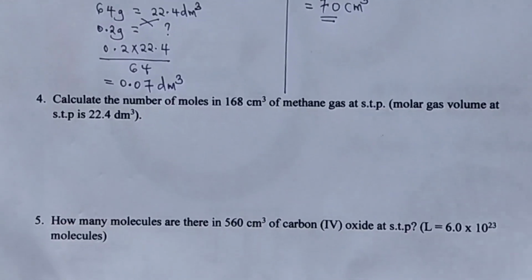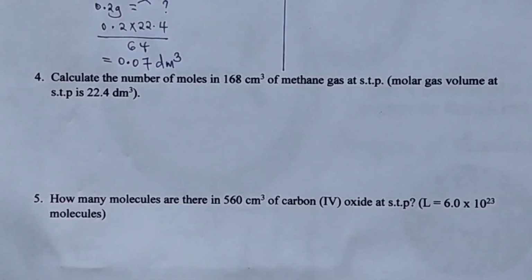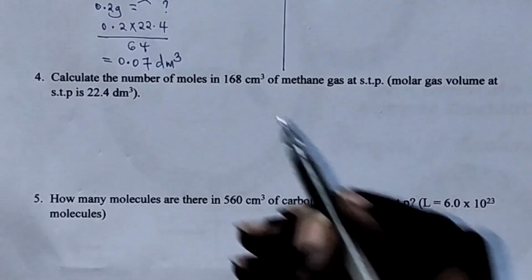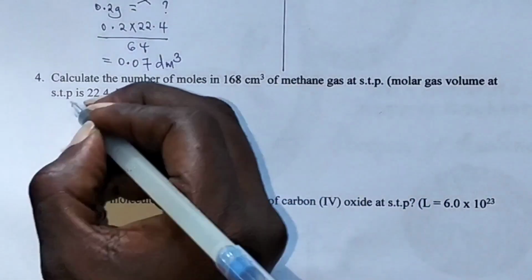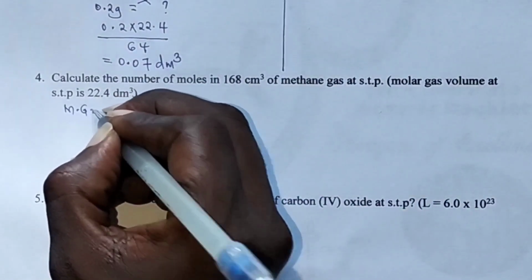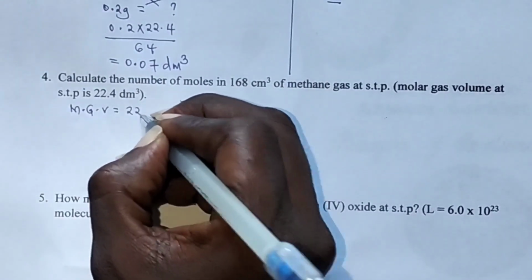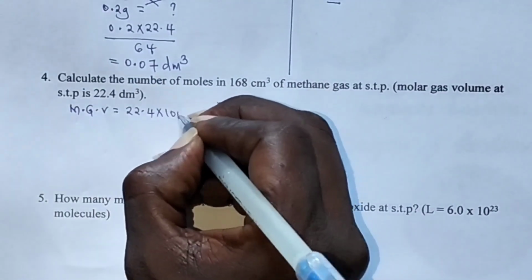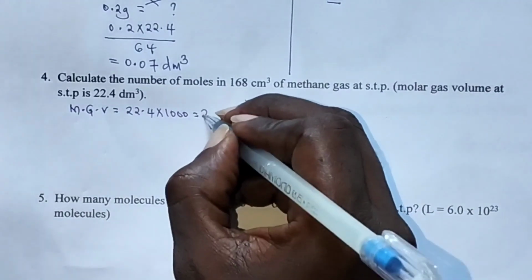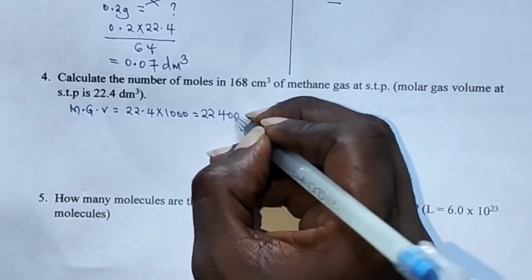In question number 4, we are told to calculate the number of moles in 168 centimeter cube of methane gas at STB. Then we are given the molar gas volume at STB to be 22.4 decimeter cube. So this volume is in centimeter cube. We have to make first of all the M.G.V to be in centimeter cube. So we are going to have 22.4 multiplied by 1000. There we are going to get 22,400 centimeter cube.